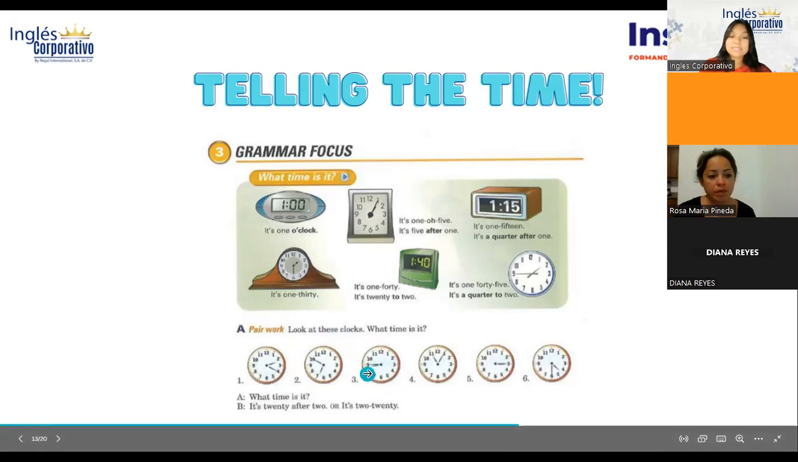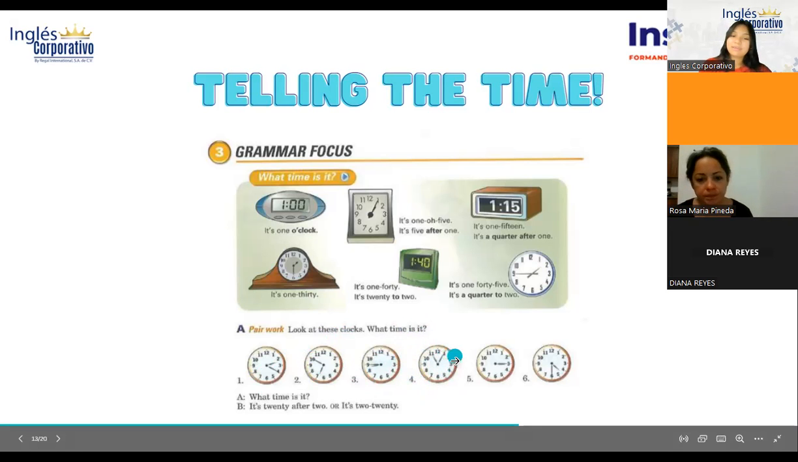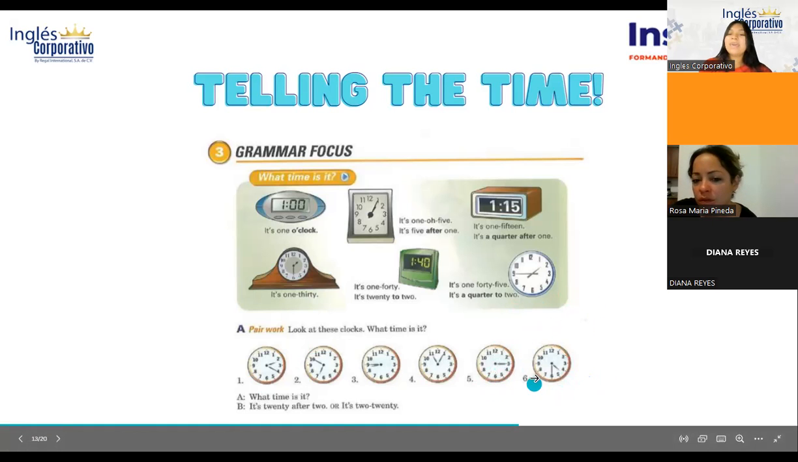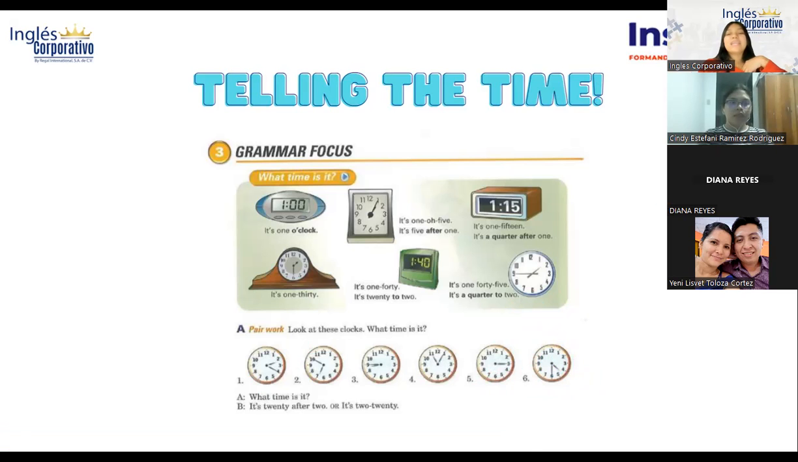Eight. 45? Yes, 8:45. Number four. It's 11:05. Yes, excellent. Number five. It's 3:15. Excellent. And number six. It's 4:30. Yes. Very good.